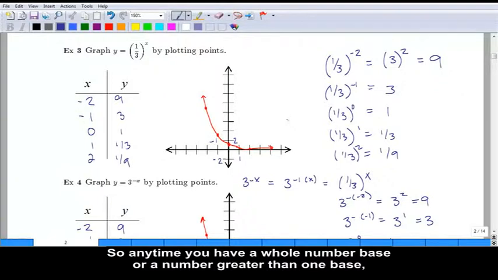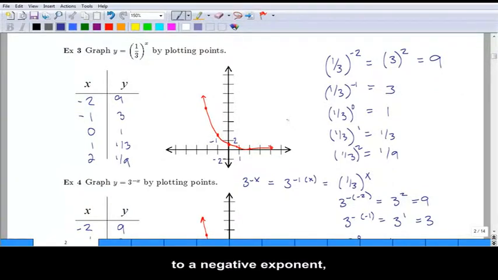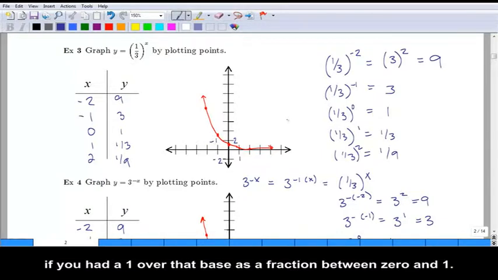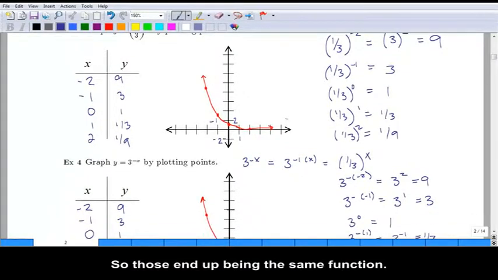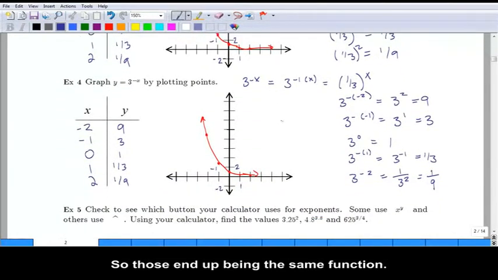So anytime you have a whole number base, or a number greater than 1 as a base, to a negative exponent, it's really like looking at what would happen if you had 1 over that base as a fraction between 0 and 1, and then raising it to the x power. So those end up being the same function.